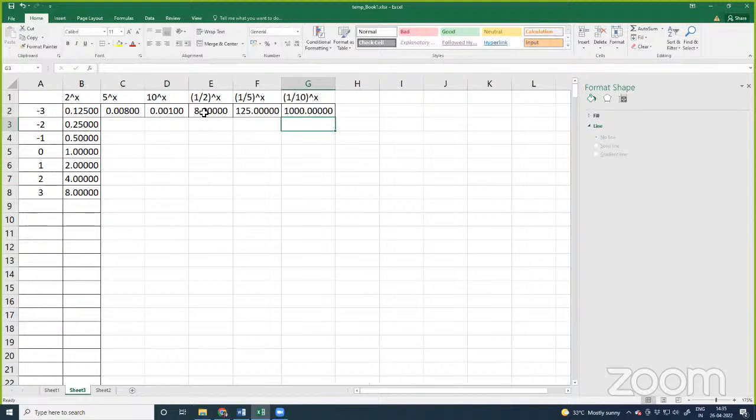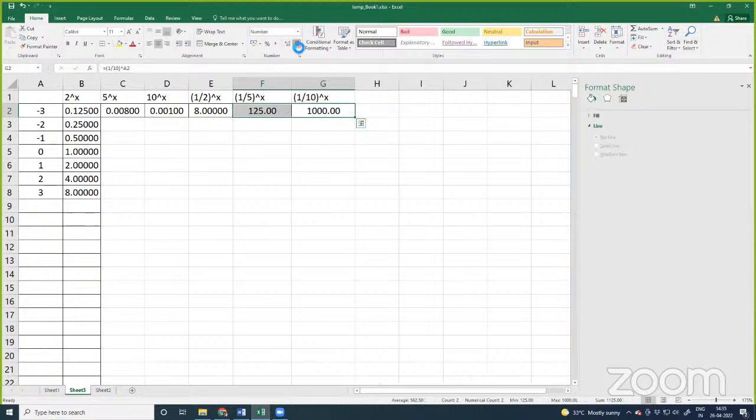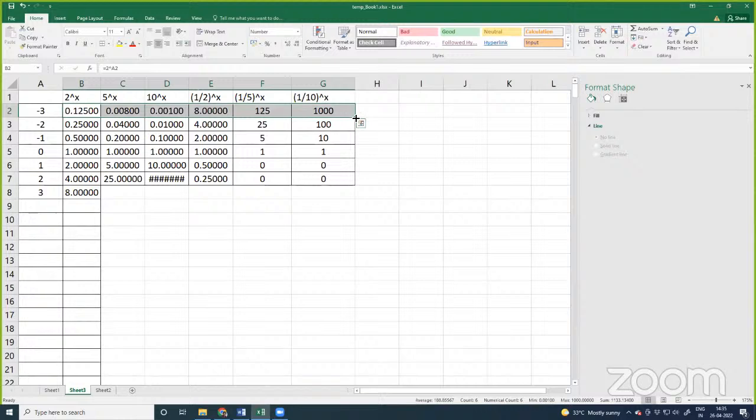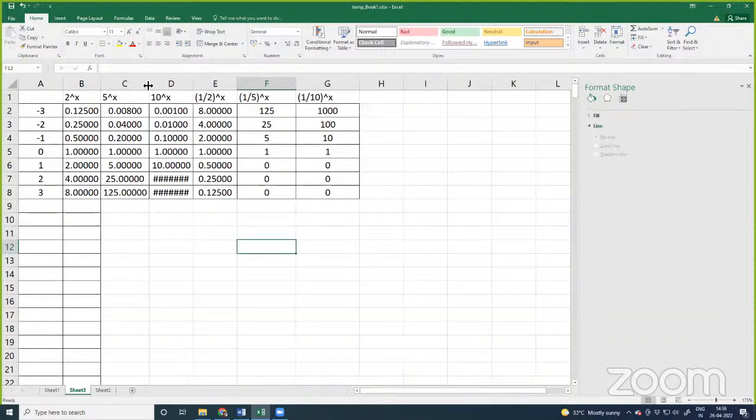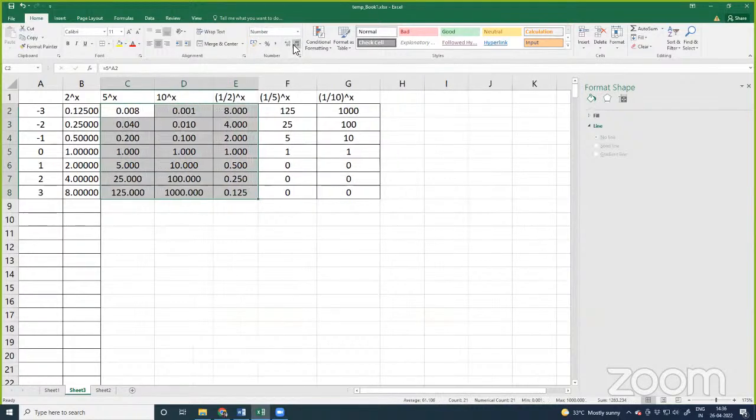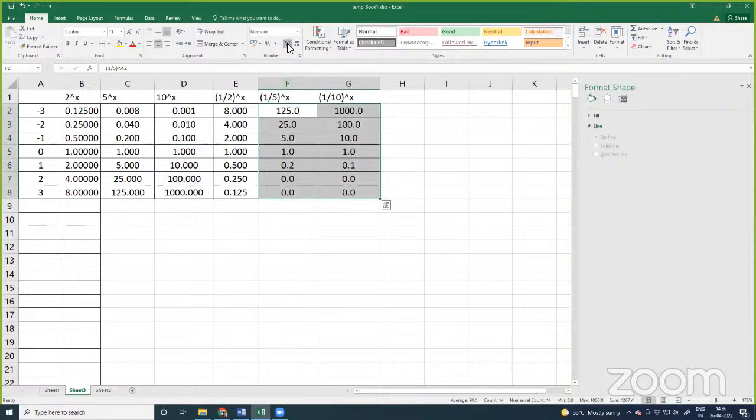Here for these two, no need to go for 4 decimals. Let it be only that number because numbers are quite large. If you extend this to a greater extent, even 0.2 should be used. Here also no need to go up to that extent. You can reduce it to maybe 2 decimals. Fine. This is the value.